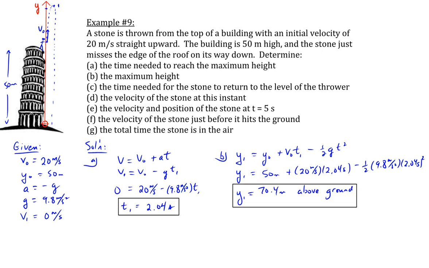Okay, part C is asking for the time needed for the stone to return back to the level. So that's right back to where he threw it. We'll label that as 2. This is where he started at 0.